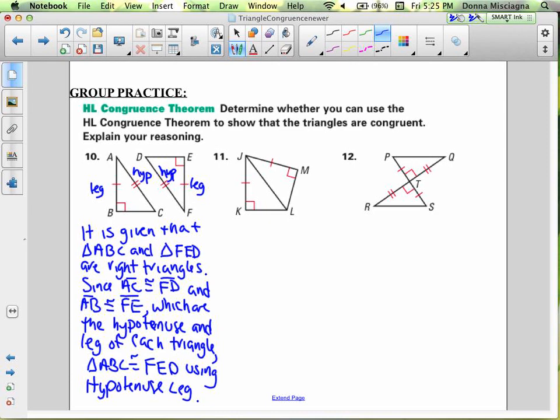And I probably should write triangle congruence theorem. Just squeeze that in there. Let's look at the next one.